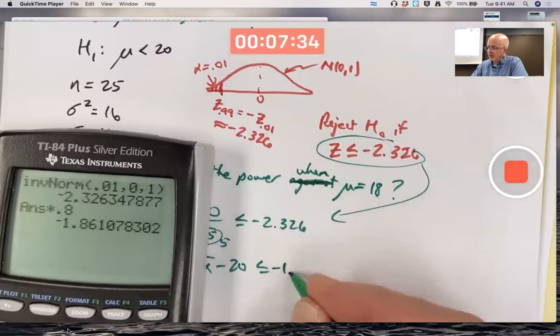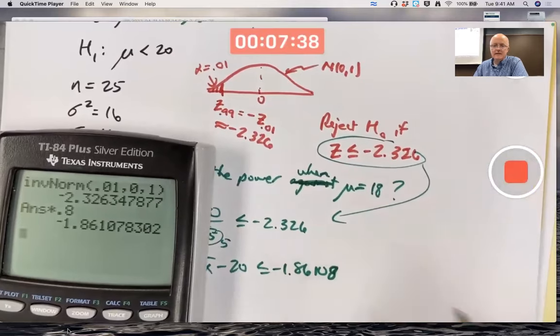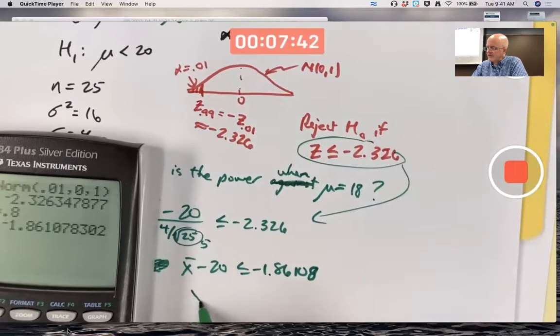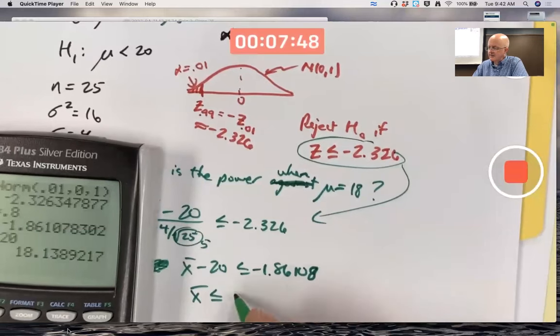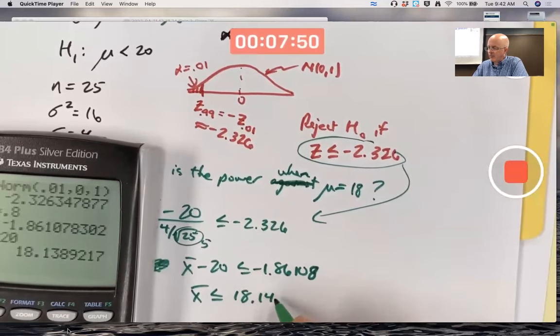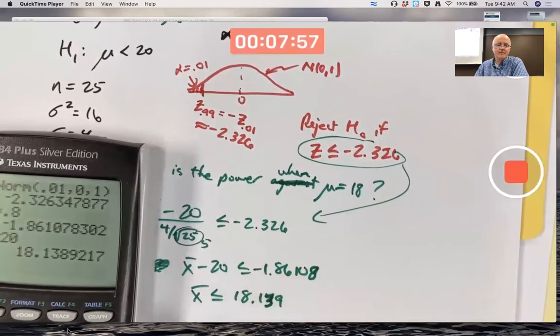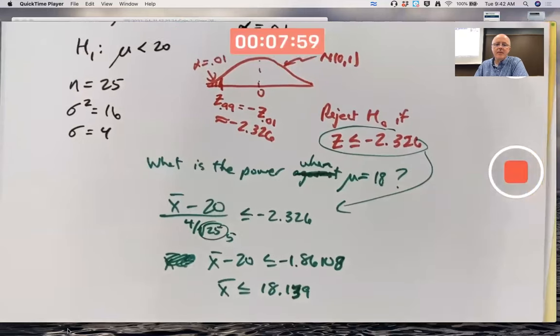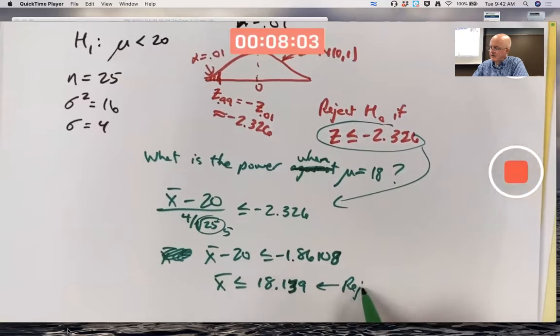You get negative 1.86108. Add 20 to both sides. The equivalent simplified inequality in terms of X bar is X bar is less than or equal to 18.14139, let's say. That's the rejection region in terms of X bar.